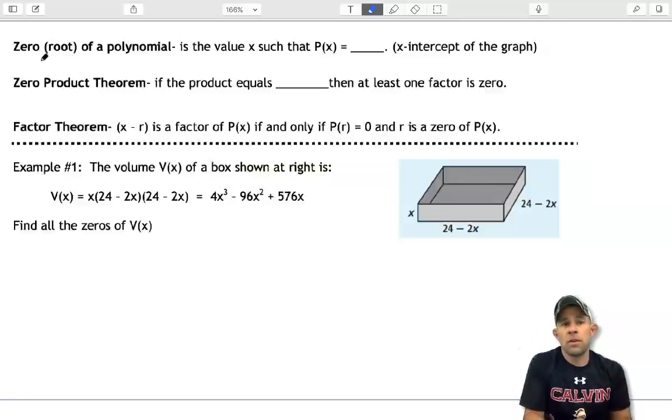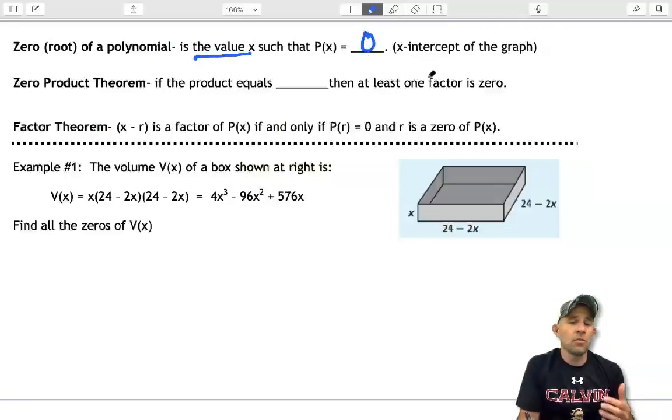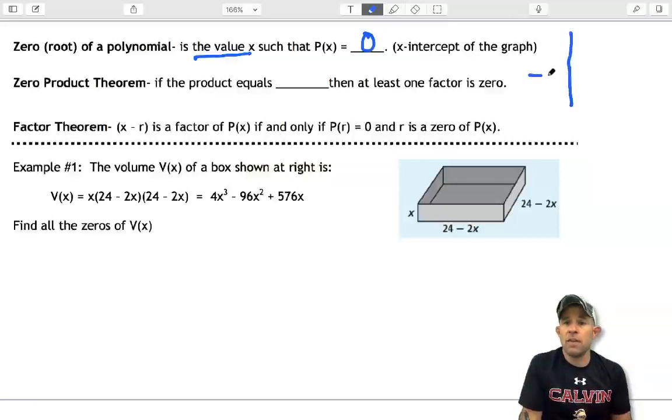So before we get going here, let's get a few definitions. The zero or the root of a polynomial is the value of x such that p of x is equal to 0. In other words, it's where it crosses the x-axis on the graph. So whenever we have a function that's graphed, we're going to look to see where it crosses the x-axis, and those x-intercepts are going to be known as the zeros or the roots or the solutions of that polynomial.